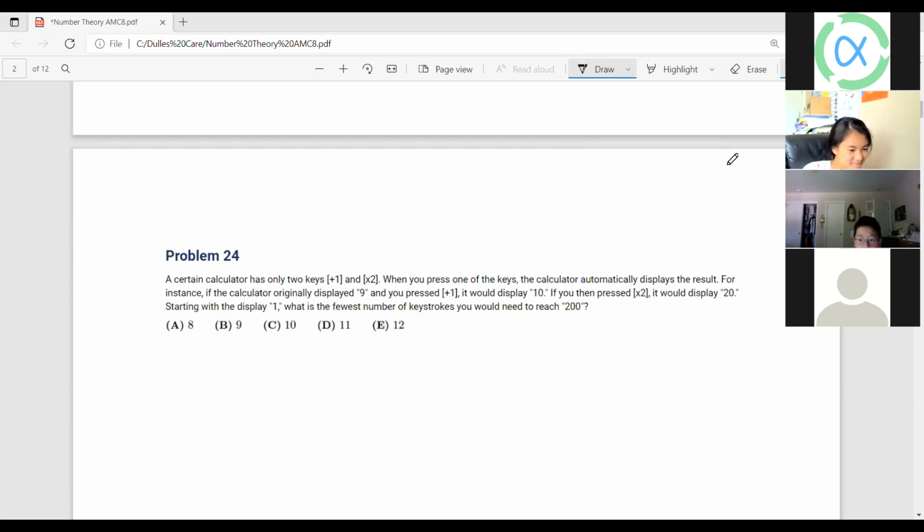problem 24. So we have a certain calculator that only has 2 keys, plus 1 and times 2. When you press one of the keys, the calculator automatically displays the result. For instance, if the calculator originally displayed 9 and you press plus 1, then that would display 10. If you then press times 2, it would then display 20. Starting with the display 1, what is the fewest number of keystrokes you would need to reach 200?